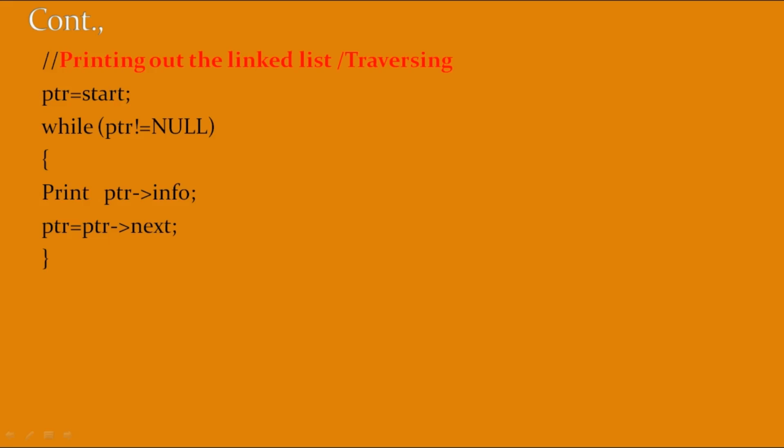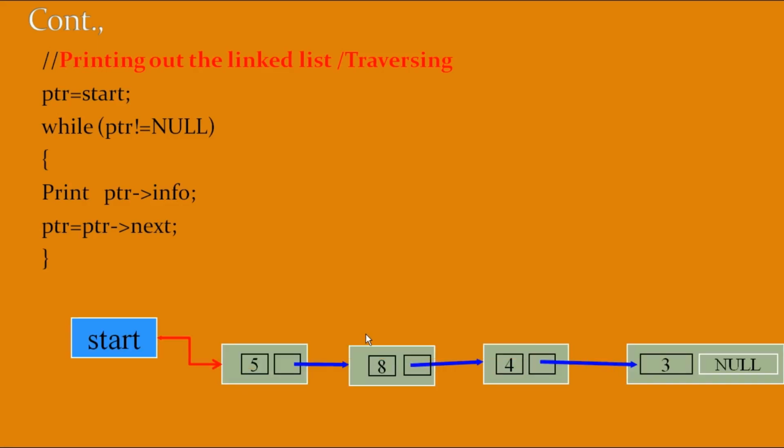Then run a while loop with the termination condition PTR is not equal to null. Inside the loop, we have two statements: print the info field of the current node pointed to by the PTR, and then move the PTR to the next node by the statement PTR equals PTR next. So initially we have this linked list containing four nodes.